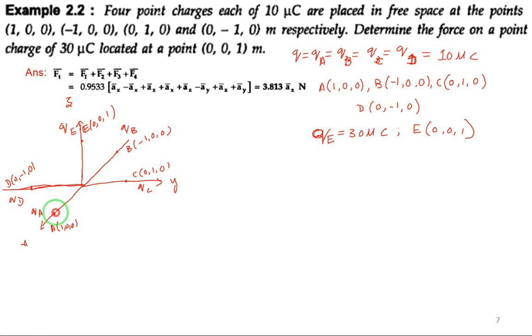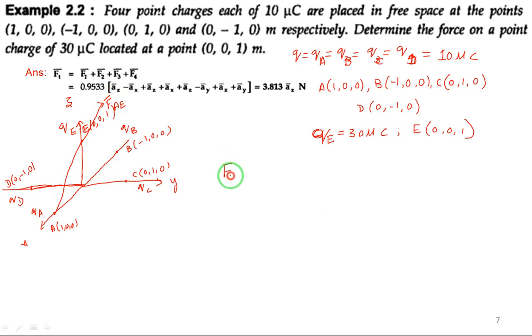Fine. From QA I can join. What is the total amount of force exerted on charge QE by QA? This force I will call F_AE. Force exerted on charge QE by QA is FAE. Then similarly FBE, I am not drawing. Similarly, the force exerted by QB on QE is FBE, QC on QE is FCE, QD on QE is FDE.